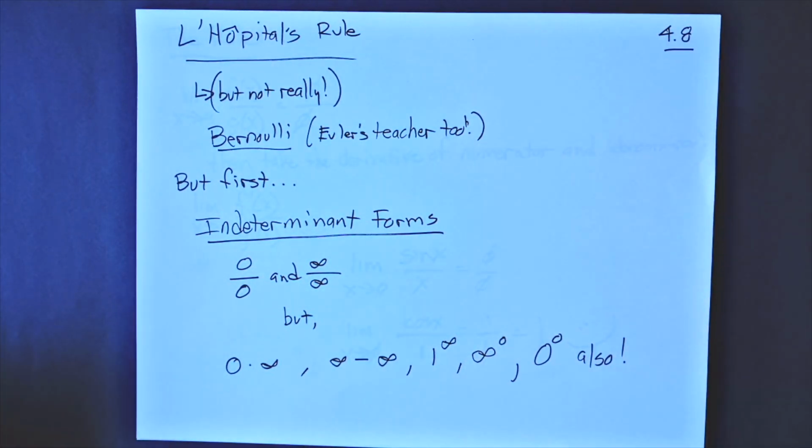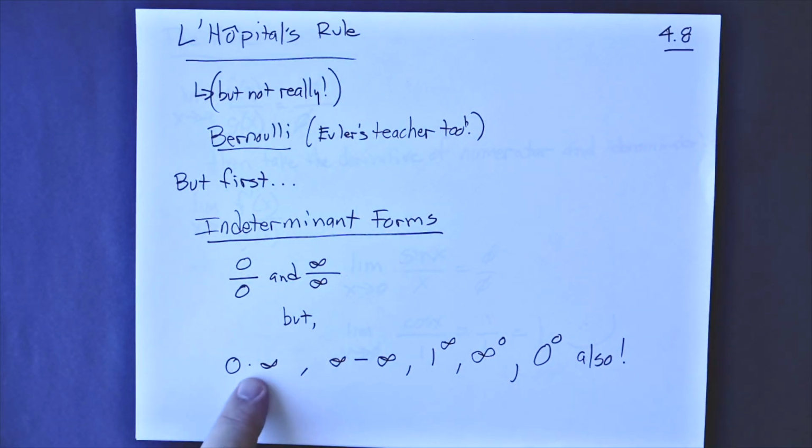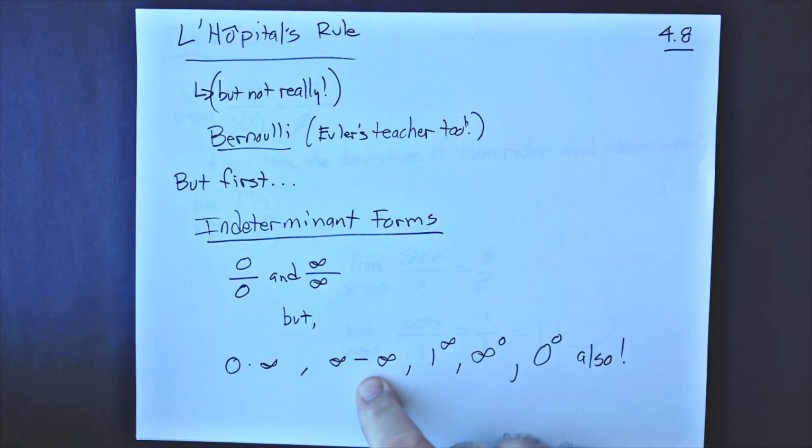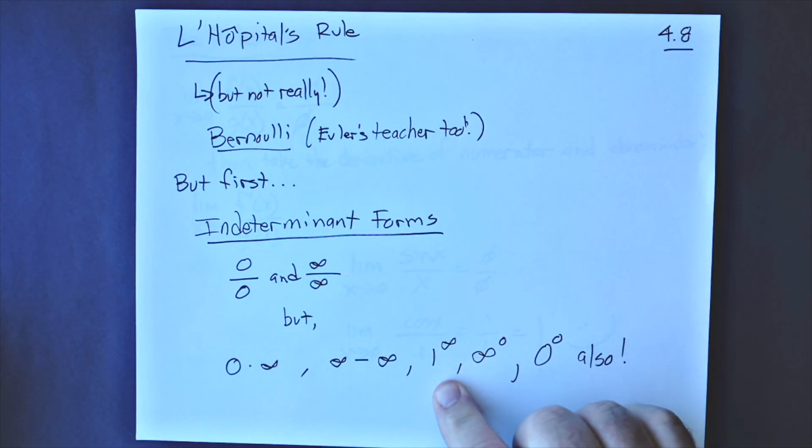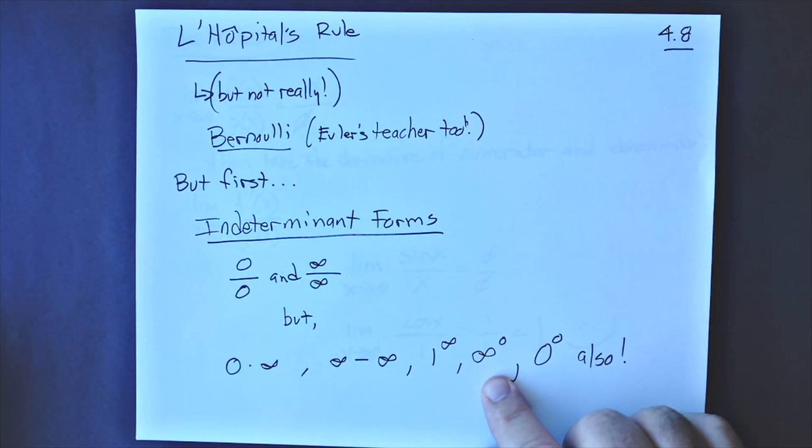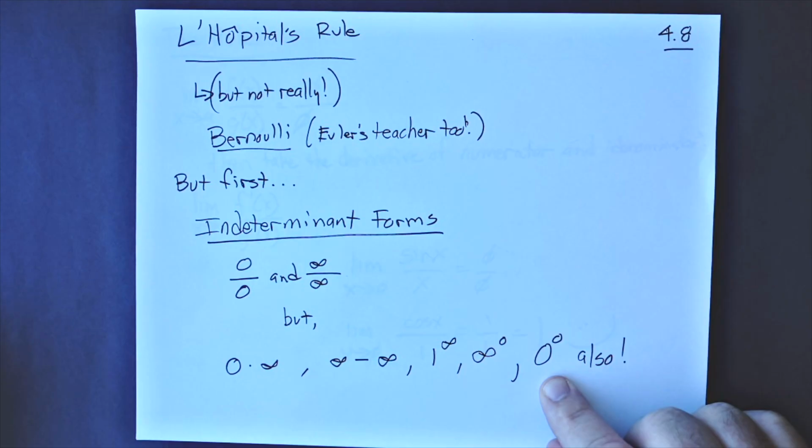However, there are other indeterminate forms. For example, 0 times infinity is an indeterminate form. Infinity minus infinity is an indeterminate form. 1 to the infinity power is indeterminate. Infinity to the 0 power is indeterminate. 0 to the 0 power is also indeterminate.